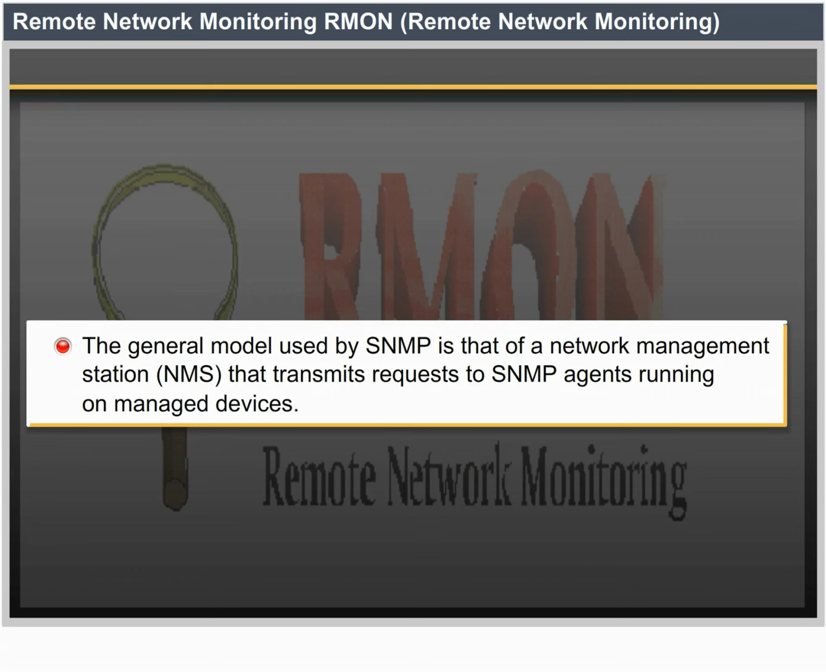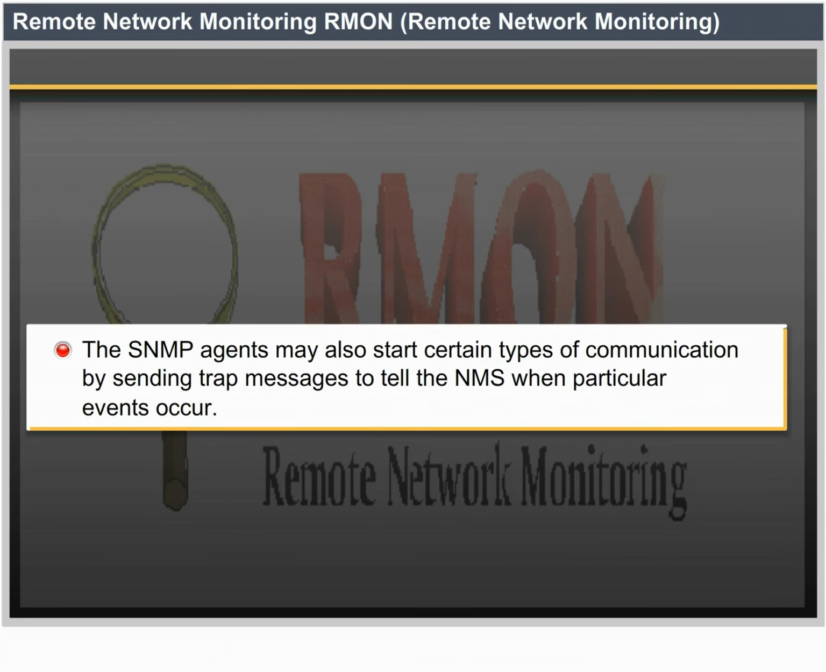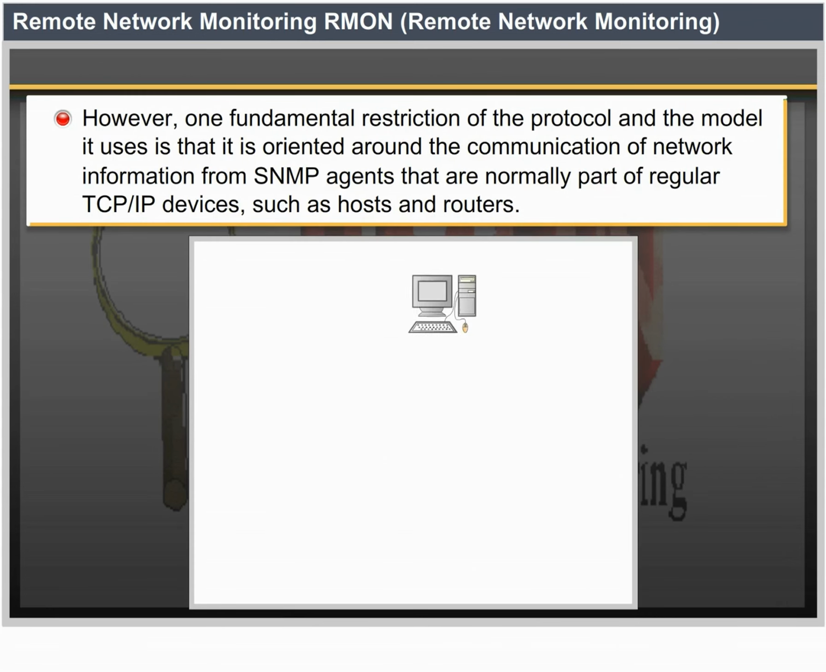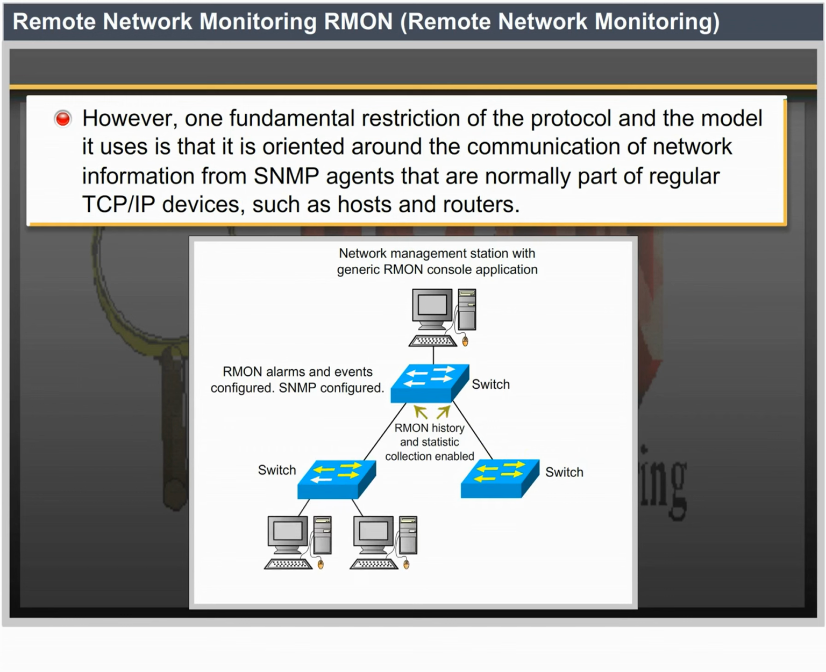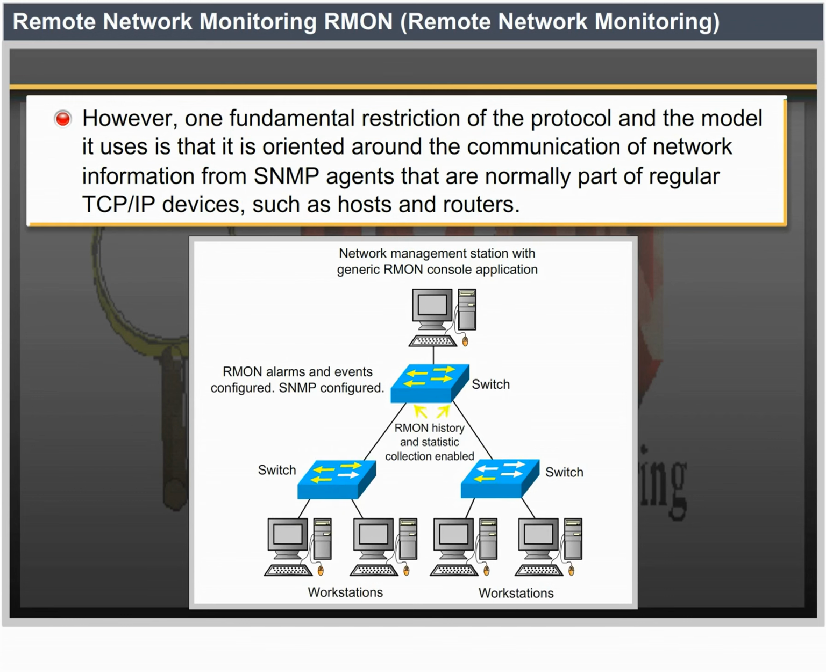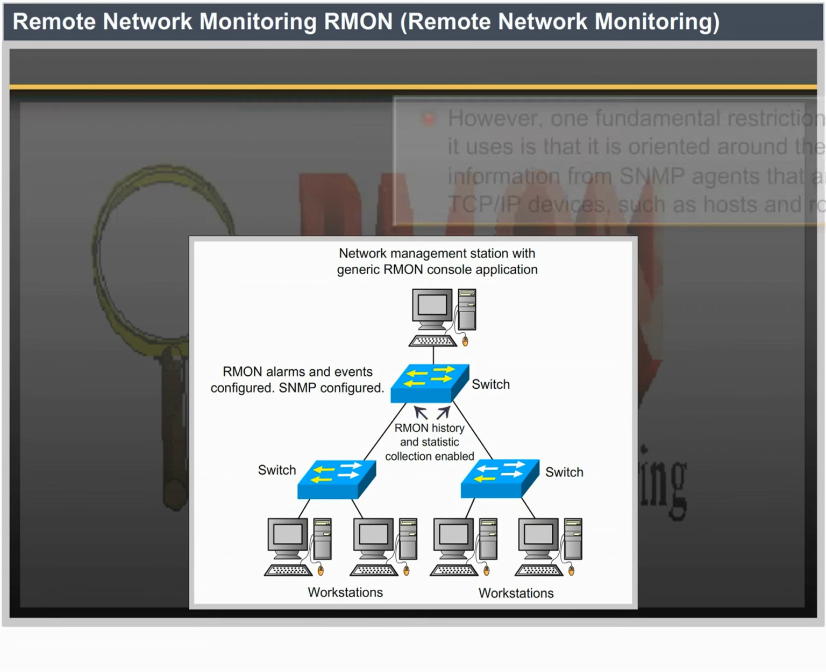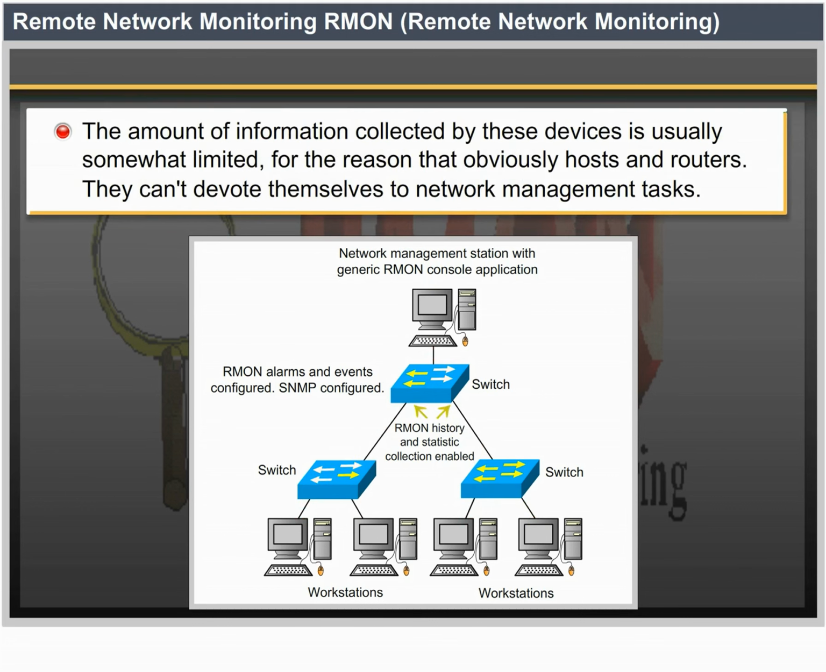The SNMP agents may also initiate certain types of communication by sending trap messages to tell the NMS when particular events occur. However, one fundamental limitation of the protocol and the model it uses is that it is oriented around the communication of network information from SNMP agents that are normally part of regular TCP/IP devices, such as hosts and routers. The amount of information gathered by these devices is usually somewhat limited, because obviously hosts and routers can't devote themselves to network management tasks.